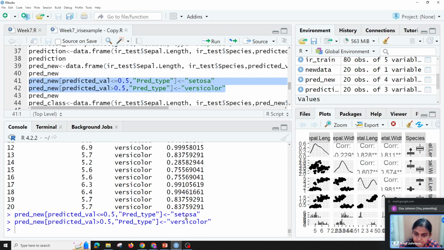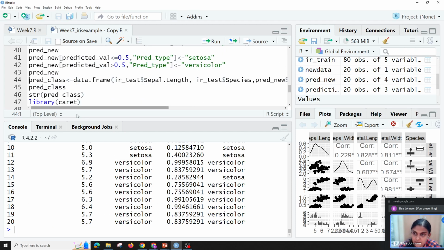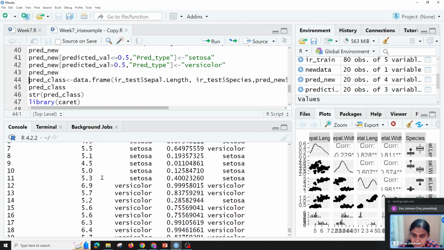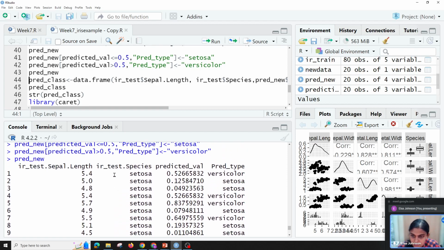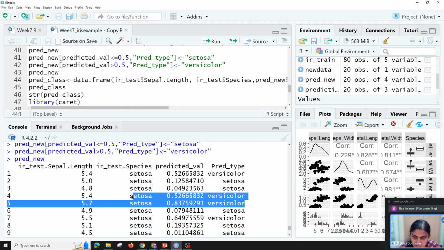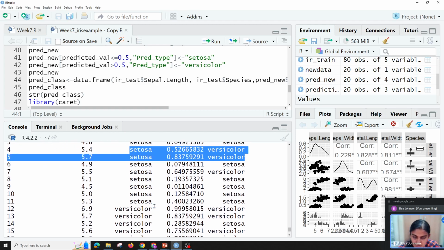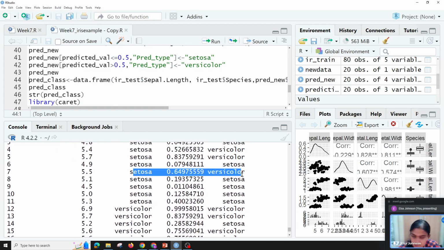Fine. Okay, then if I just print the new thing, you can see that everything is there. Okay, so the length is there, species setosa, prediction is coming like versicolor. So this is a wrong prediction. Setosa it's coming. So in other case, in these two cases, setosa was predicted as versicolor. So some misclassifications are there.